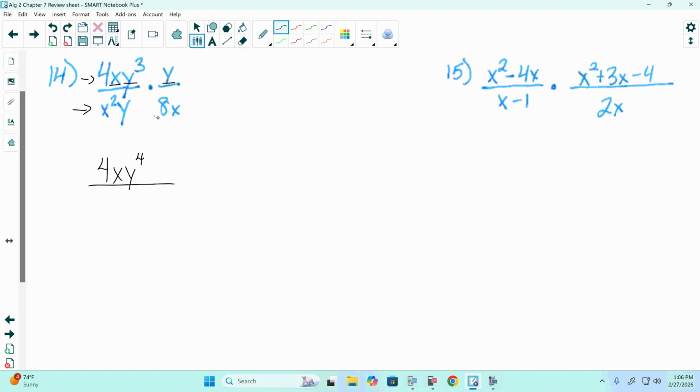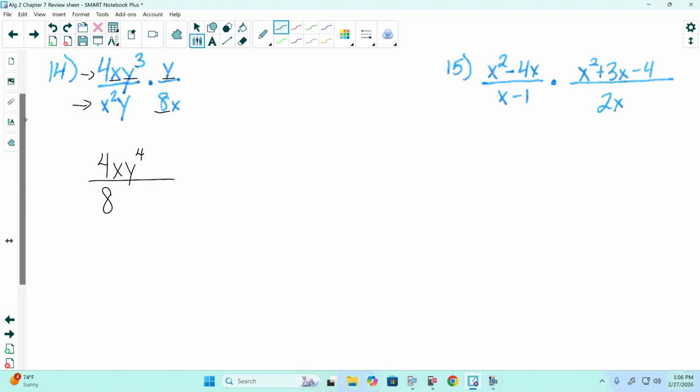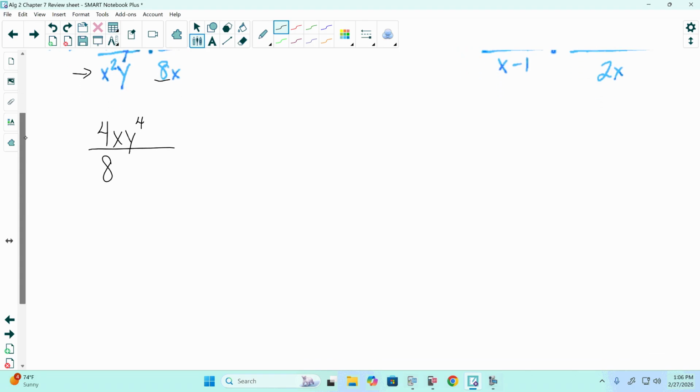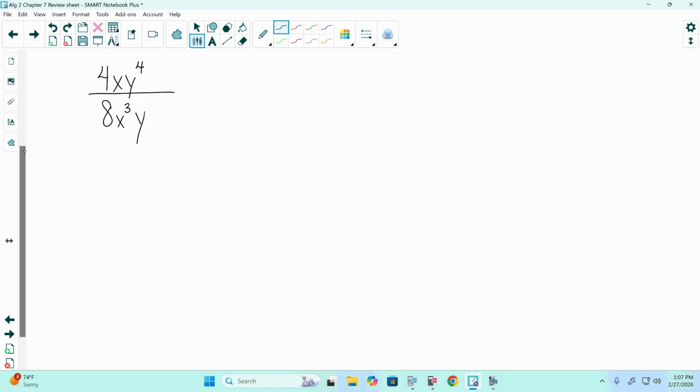Denominators. The only number we have on bottom is 8. However, we have x squared times x, and x squared times x is going to be x to the 3rd. And then we just have y. Telling us that we have 4xy to the 4th over 8x cubed y. Now at this point, we'll start simplifying.